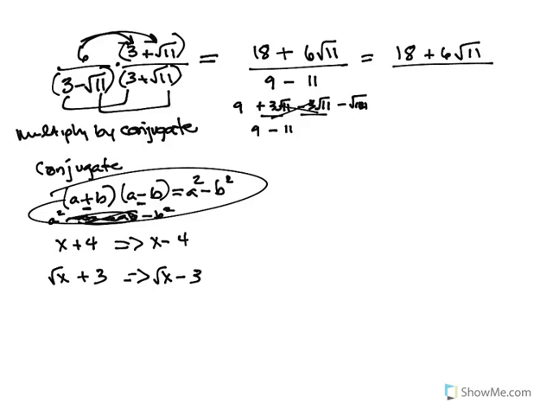18 plus 6 square root 11 over negative 2. So my negative 2 can divide into each one of my terms to give me a negative 9 minus 3 square root 11. Problem done. And that will be it. Now, on my math lab, sometimes they write it in the factor form, but it wouldn't matter. Your answer would still be correct in this format. All right, let's look at another one.